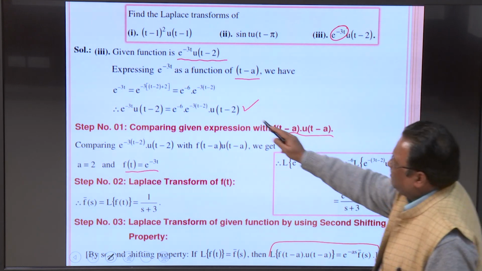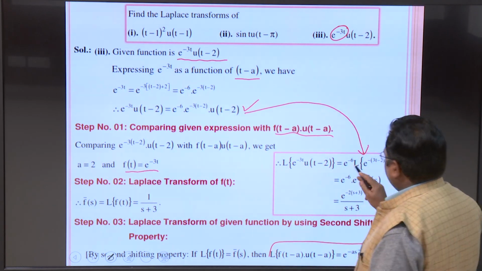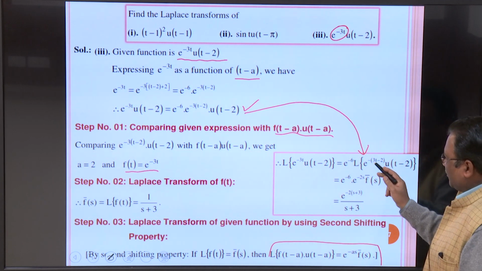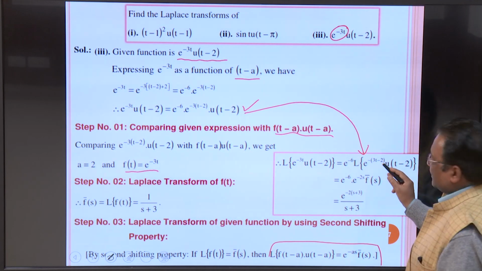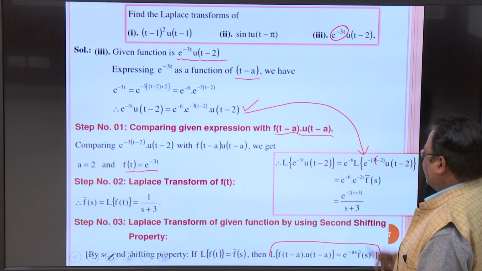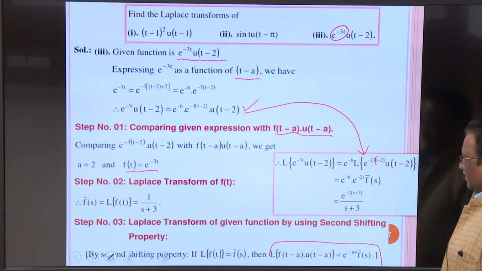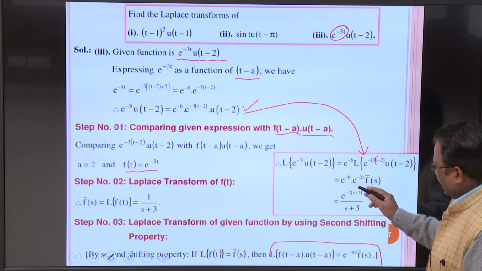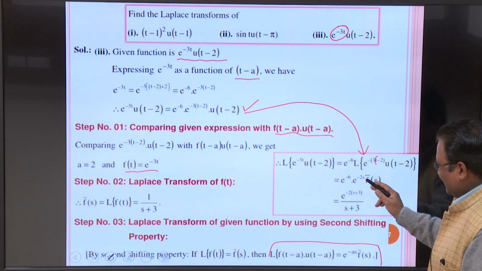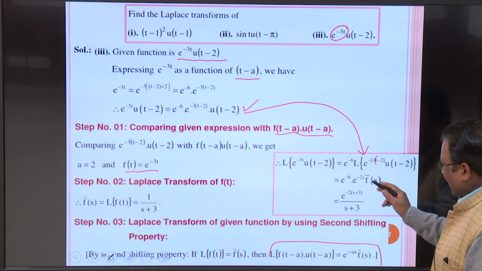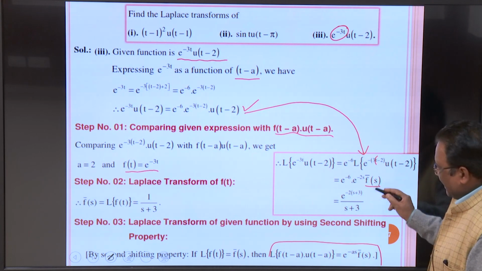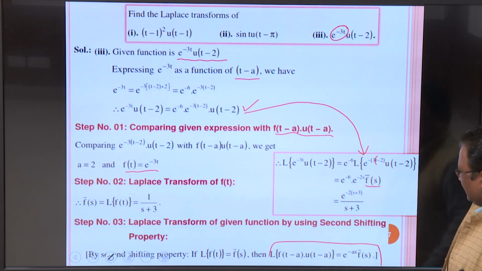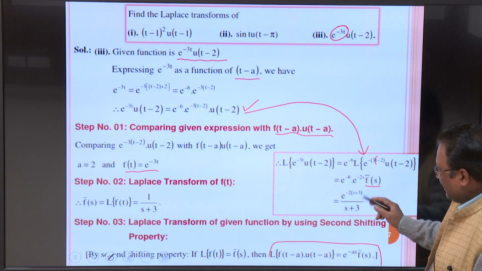This expression, by using this one, can be written like this: e raised to power minus 6 L of e raised to power minus 3(t minus 2). 3 (t minus 2), ये ब्रैकेट इधर लगेगी, ओके, u(t minus 2), clear. Now e raised to power minus 3 minus 6 as it is, right? So it becomes e raised to power minus 2s f bar s, and f bar s we know is 1 over s plus 3.